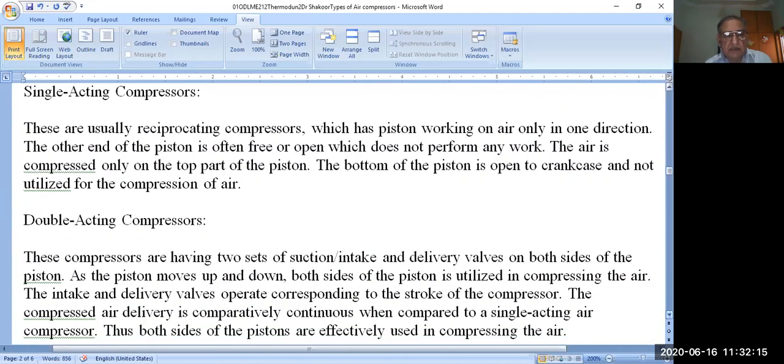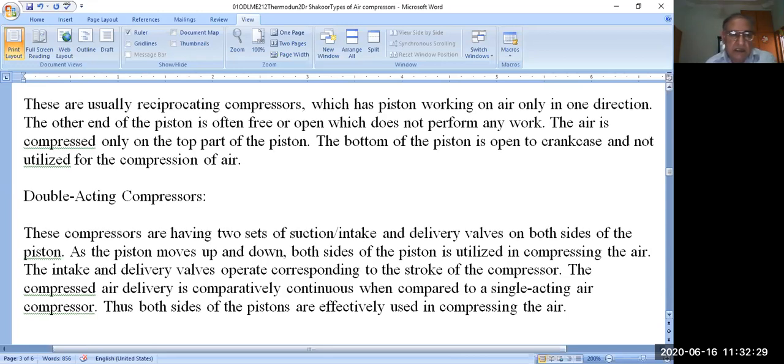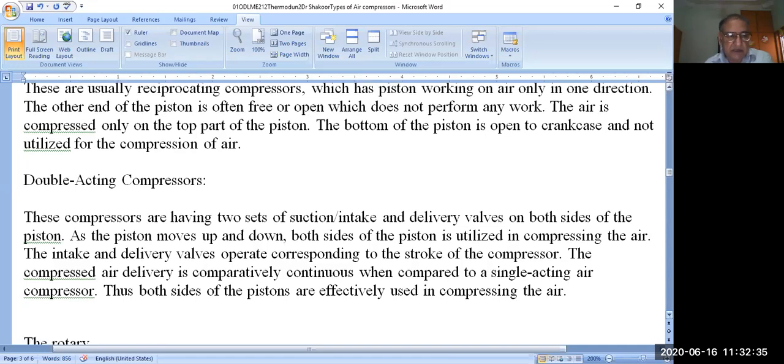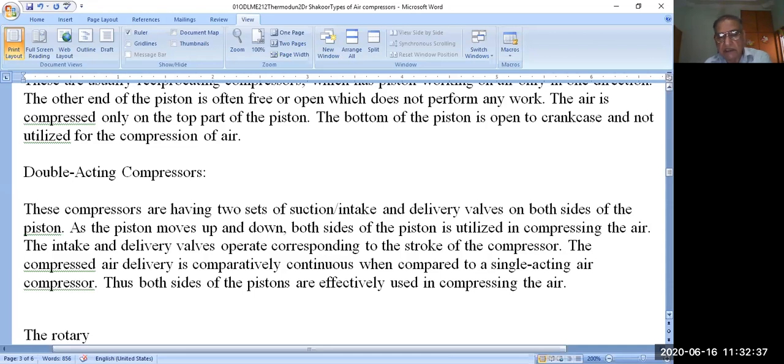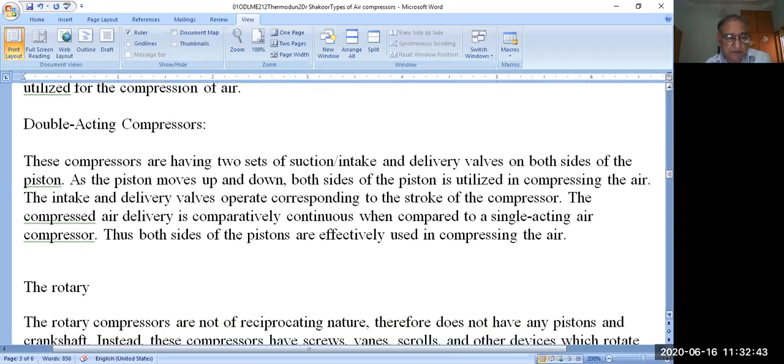Now, single acting compressors. These are usually reciprocating compressors, which have a piston working on air in only one direction. The other end of the piston is often free or open, and does not perform any work. The air is compressed only on the top part of the piston. The bottom of the piston is open to the crankcase and is not utilized for compressing air.